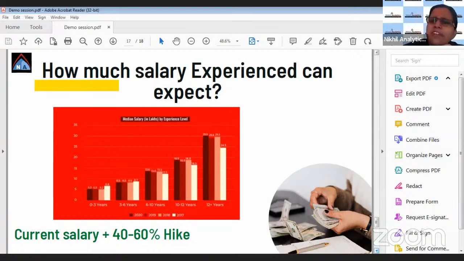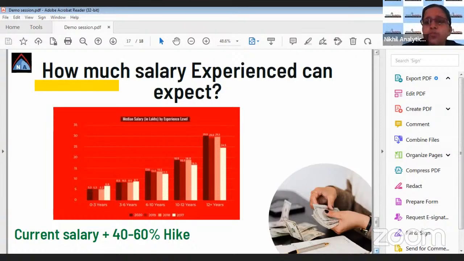You are from whatever domain, you have got experience working in corporate, you have catered to your clients, you have solved their problems. Now you are learning this technology. With the help of these technologies and tools, you are going to again cater to these companies' clients in helping and solving their problems. So you will be getting on an average a 40 to 60% hike from your current salary. That is on an average.